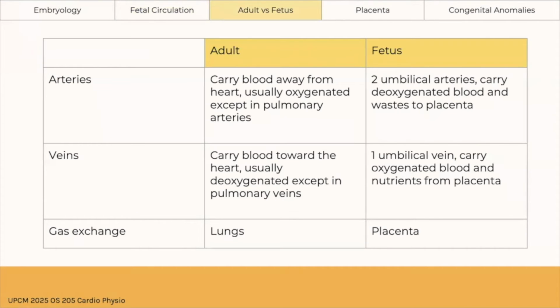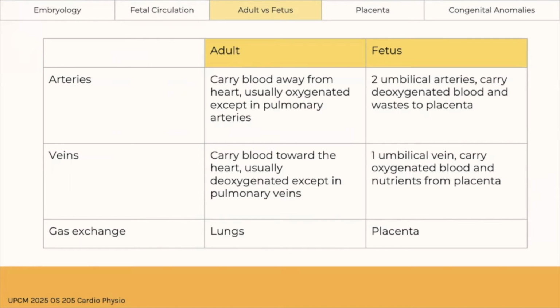They're usually oxygenated, except for your pulmonary arteries, whilst the fetus has 2 umbilical arteries, which carry the deoxygenated blood and wastes to the placenta. So in a way, umbilical arteries, in my head, kind of mirror pulmonary arteries in that they both carry the deoxygenated blood. Same goes for veins. They carry blood toward the heart, usually deoxygenated except in pulmonary veins.